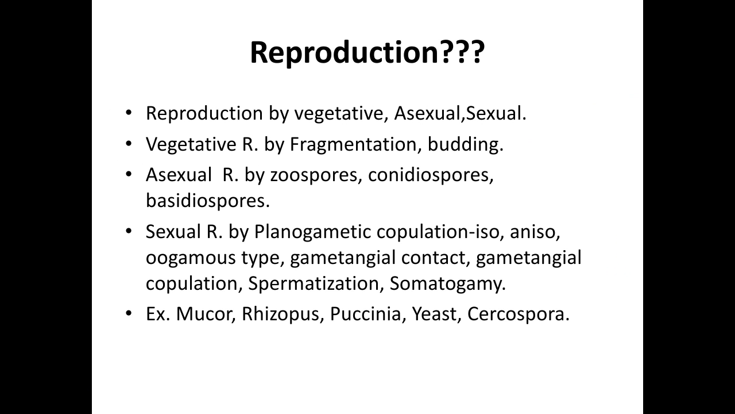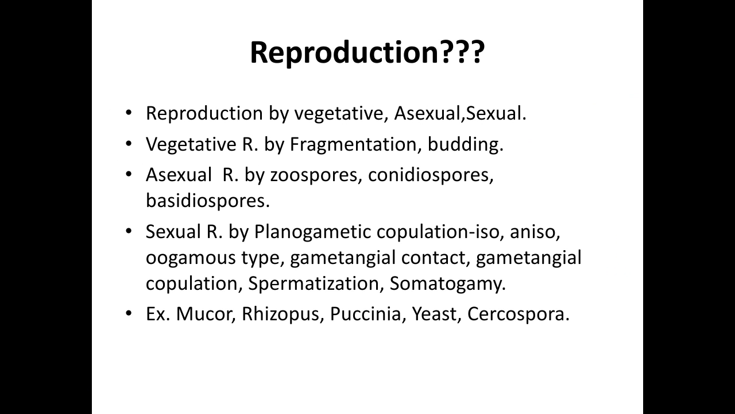Then sexual reproduction generally takes place by planogametic copulation. Planogametic copulation is of three types: iso, aniso, and oogamous. In isogamous sexual reproduction, both the gametes are similar in size and shape, and the union takes place between them. Such reproduction is known as isogamous sexual reproduction.